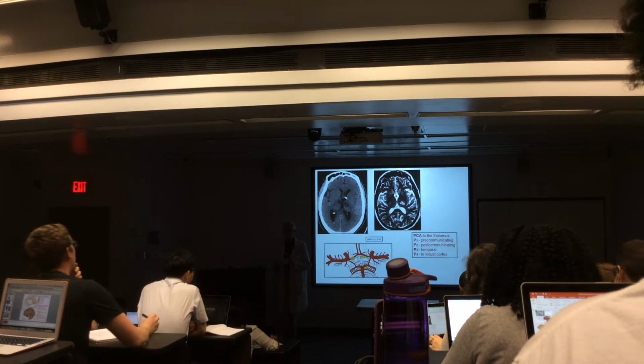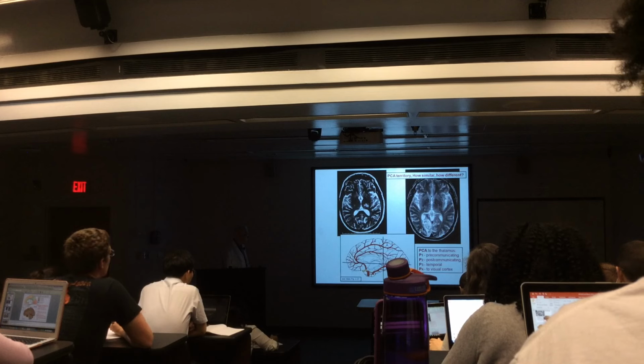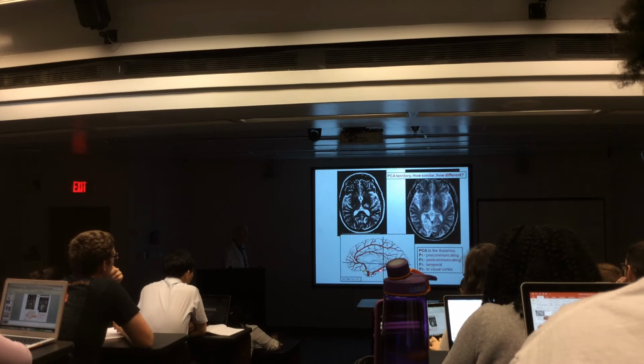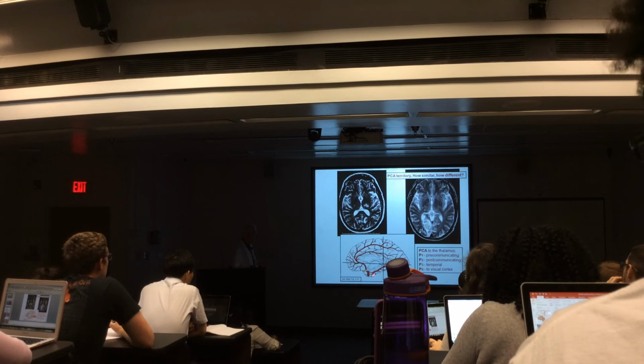Any questions? Okay. Here we see the PCA coming back. These would be P4 branches here, P3 branches here, going to the temporal lobe, going out towards the lateral side of the temporal lobe. And then P1 and P2 are branches right here, which is not a detail here.